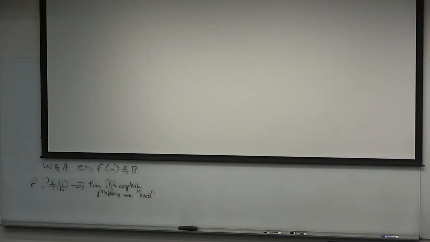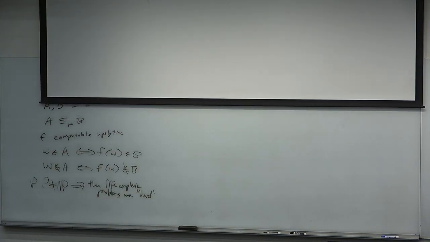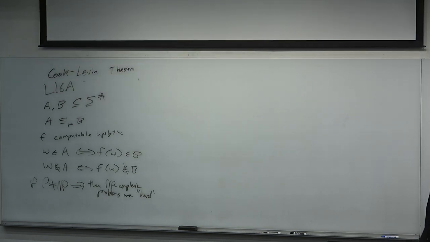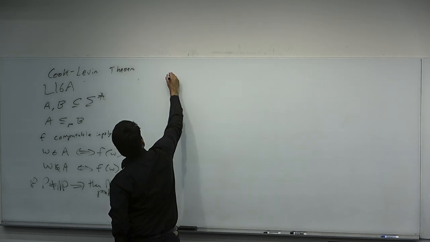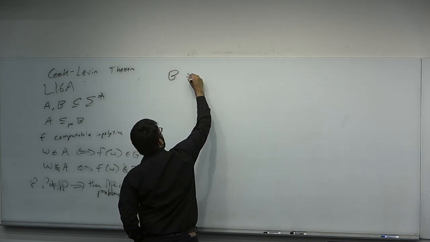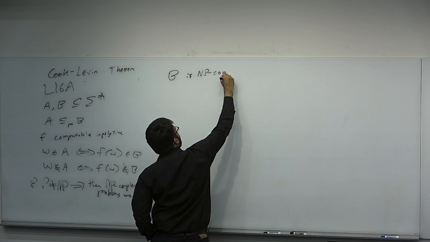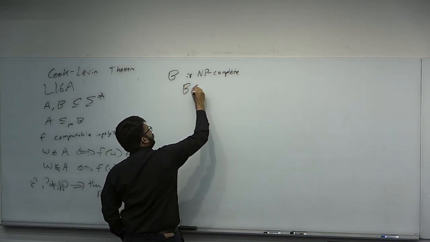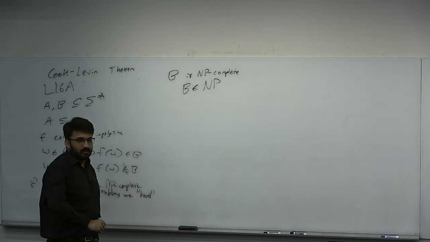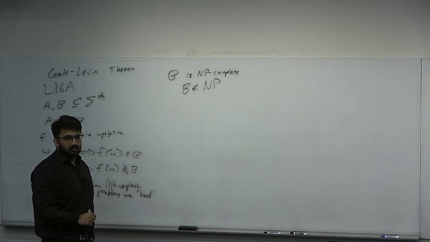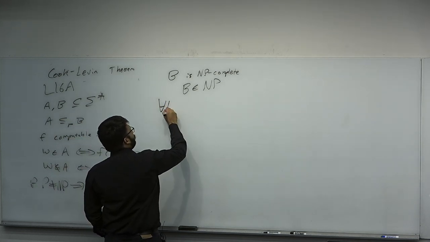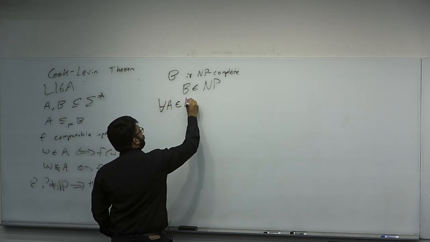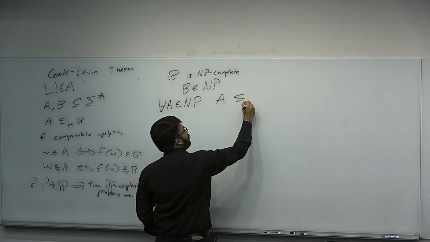Let's talk about how this suicide pact actually works. Do you recall how to prove a problem to be, what is the definition of an NP-complete problem? Do you guys remember? Let's say we want to prove B is NP-complete. What are the two steps you have to do? He is in NP. And? All problems reduce to B? Correct. If for all A in NP, there's a polynomial time reduction from A to B.